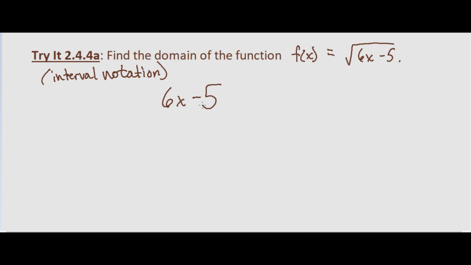minus 5, what's under the square root radical, is greater than or equal to 0. Add 5 to both sides, and we have 6x is greater than or equal to 5. Divide both sides by 6, and x is greater than or equal to 5/6.